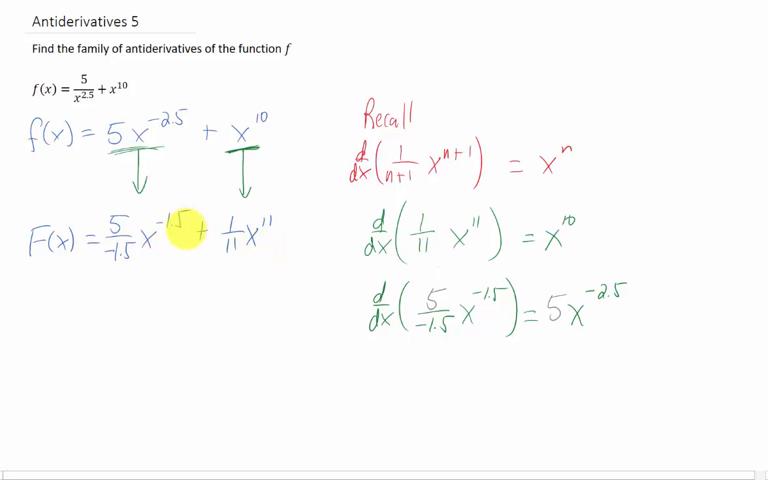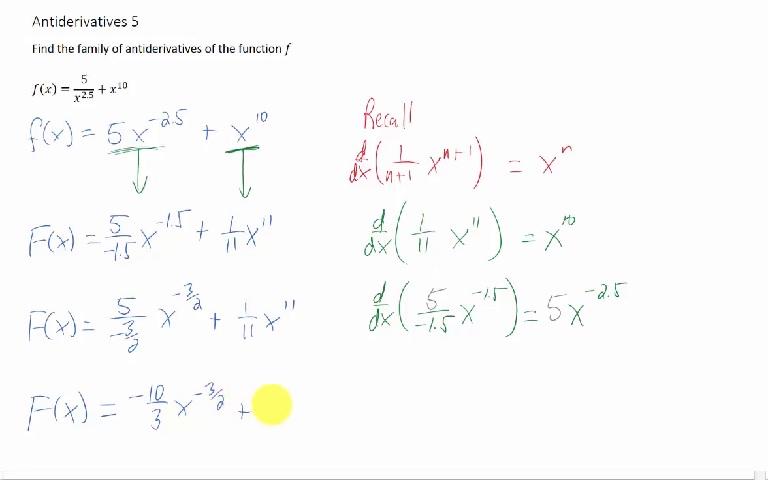I'm not a huge fan of mixing decimals and fractions here. 1.5 is 3/2. And then if we divide the fractions here, we're going to get negative 10/3 x to the negative 3/2 power plus 1/11th x to the 11th. And to build a family of antiderivatives there, we need to put our plus c on there.